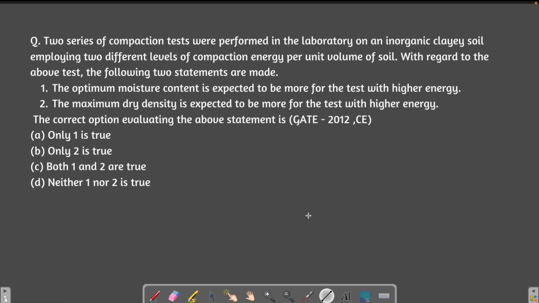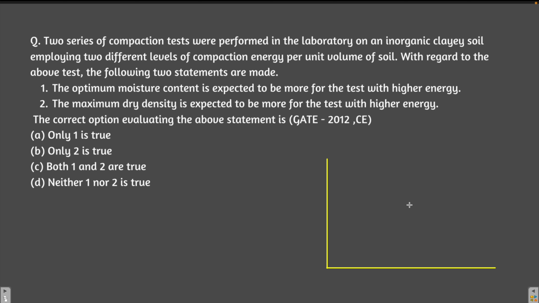What sort of diagram? We have to draw the compaction curve for two energy levels. This also I have explained to you in a detailed manner in my video of the theory of compaction of soil. Please go through that video. This sort of compaction curve you get, and if you increase the energy level, that means you go for a higher Proctor test, the modified Proctor test, you are increasing the energy. So you will get more dry density at less optimum moisture content. So this sort of curve you will observe.